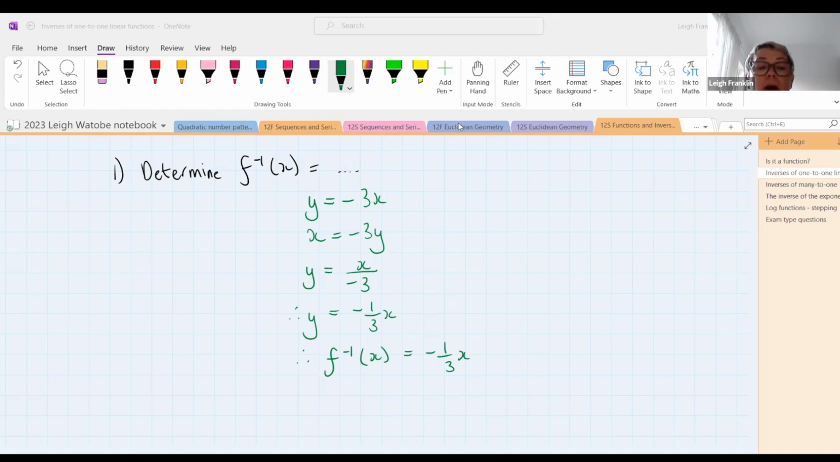I'm not sure how to say your name. Mange, is that correct? Sorry, I hope I haven't pronounced that terribly. No, it's not the same as logs. Inverses, we study logs under inverses because a log function is the inverse of an exponential function. So we're not talking about that just yet. Here we're talking about the inverse of a straight line function.